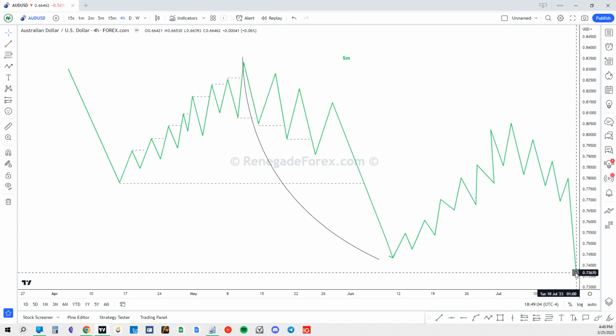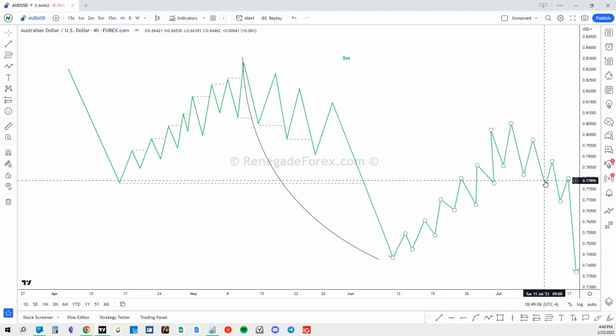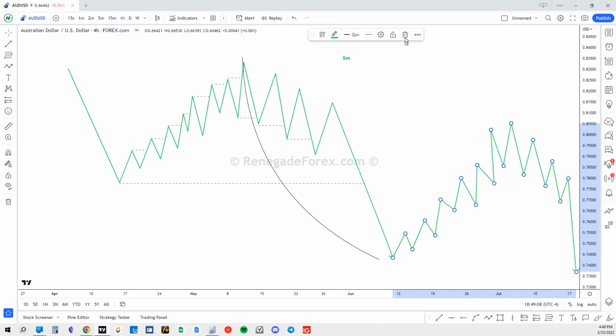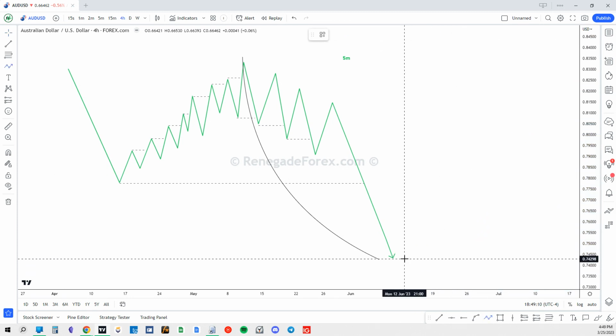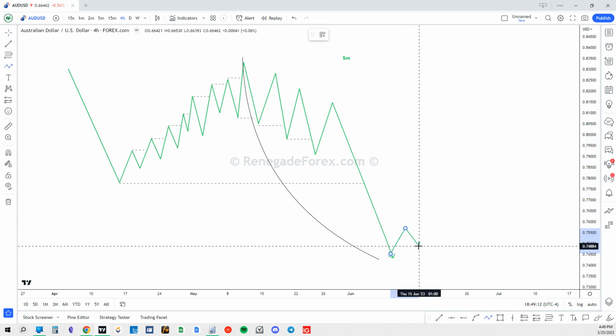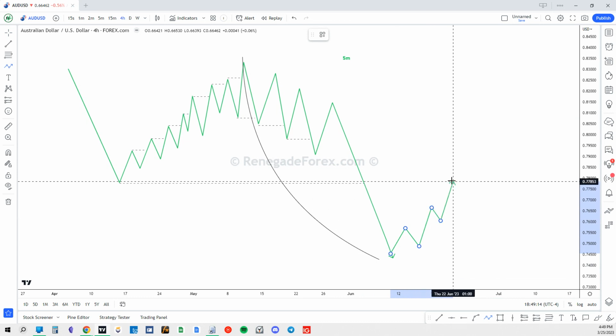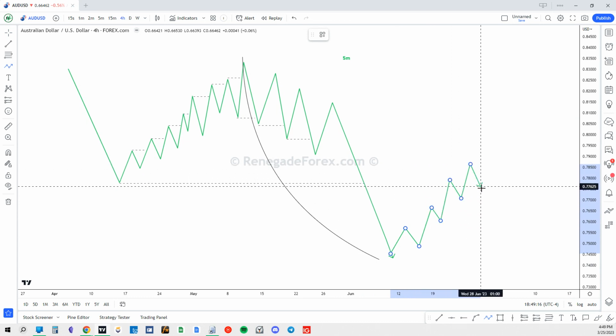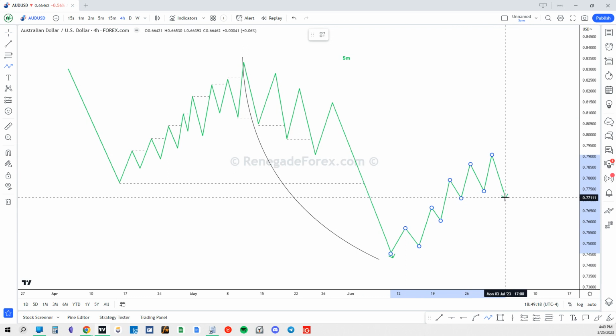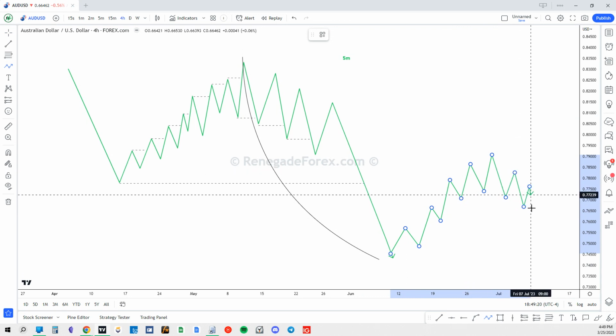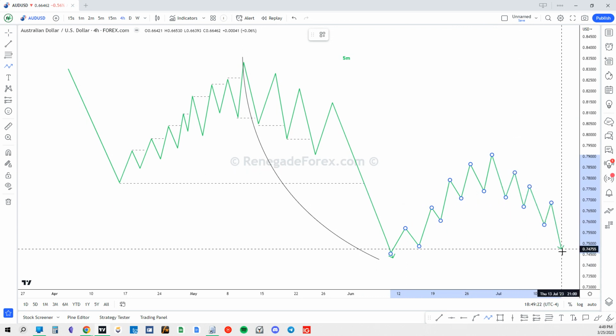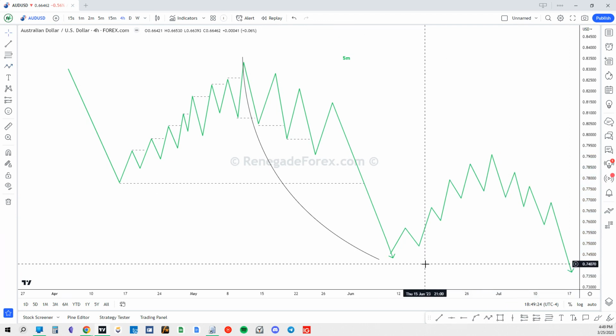So this is a little bit messy. It's kind of driving me crazy. One second. So it looks something a little bit more like this. Okay, and forming swing structure again.